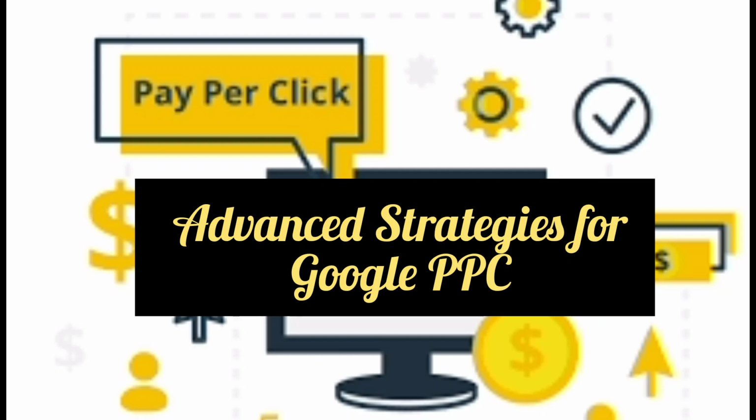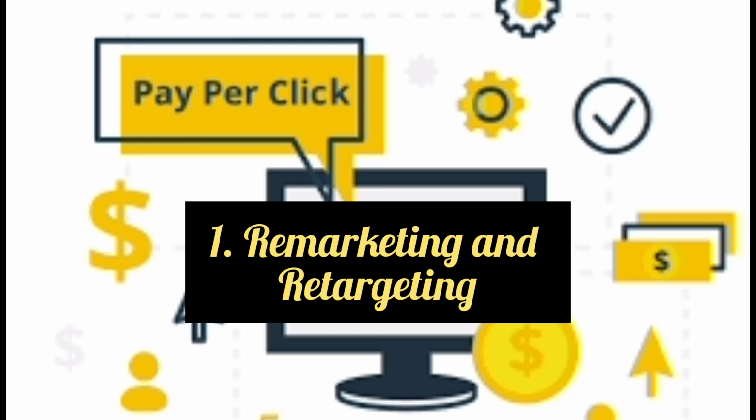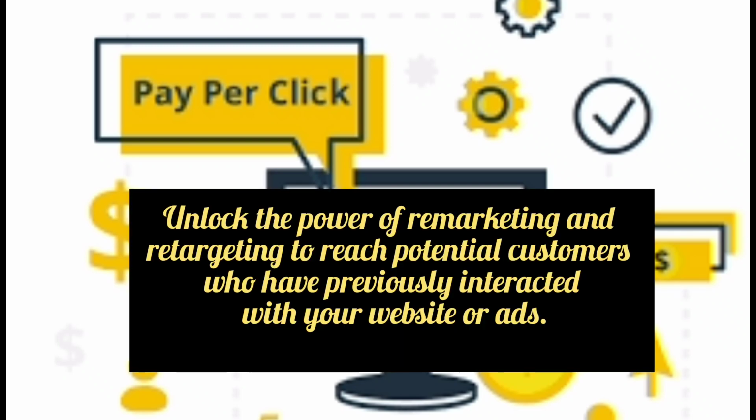Advanced strategies for Google pay-per-click. Number one, remarketing and retargeting. Unlock the power of remarketing and retargeting to reach potential customers who have previously interacted with your website or ads.